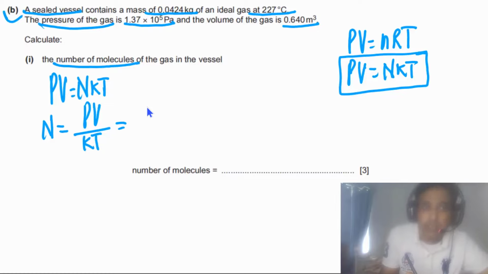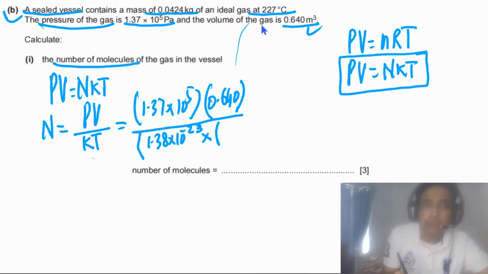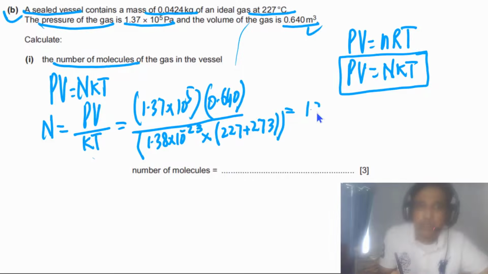Now simply we need to plug in values. Value of P we have, that is 1.37 times 10 to the 5, and value of V is given, that is 0.640, divided by k, which is a constant and its value is 1.38 times 10 to the negative 23, times. We have temperature, it has to be in kelvins because the given temperature is in degrees Celsius. So we have to convert this into kelvin, so we have to add this constant 273. Now if we solve this one, we will get 1.27 times 10 to the 25.